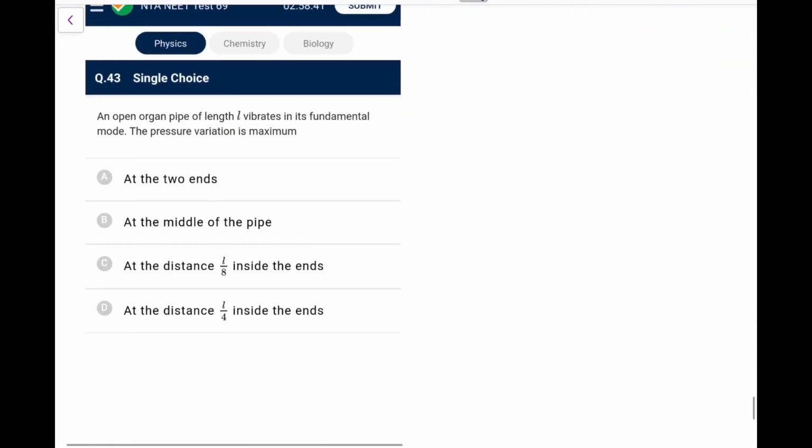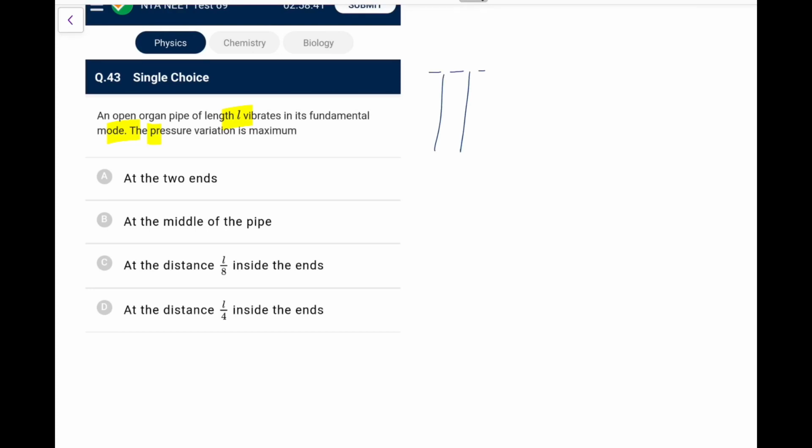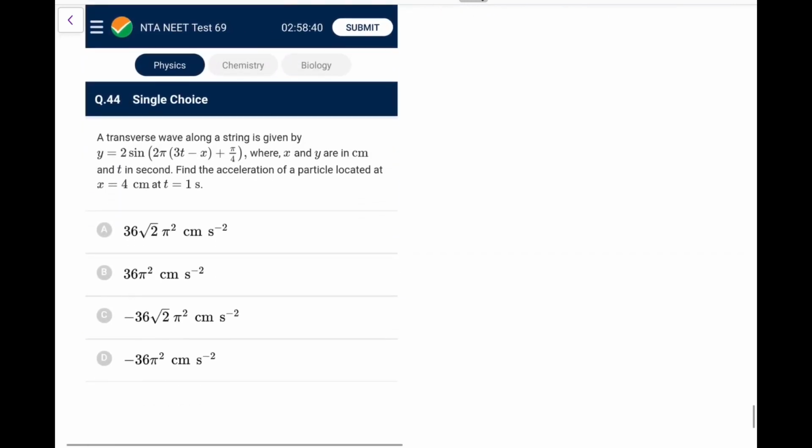Next one, open organ pipe, length L vibrates in fundamental mode, the pressure variation is maximum is... Okay, so that is the reverse of the displacement. In the open pipe, both ends are displacement antinodes, so they would be pressure nodes. At the pressure node, the variation will be least, and in the middle it would be a pressure antinode. So maximum pressure variation will be at the middle of the pipe for sure. Just remember this, it is reverse of the displacement node and antinode.